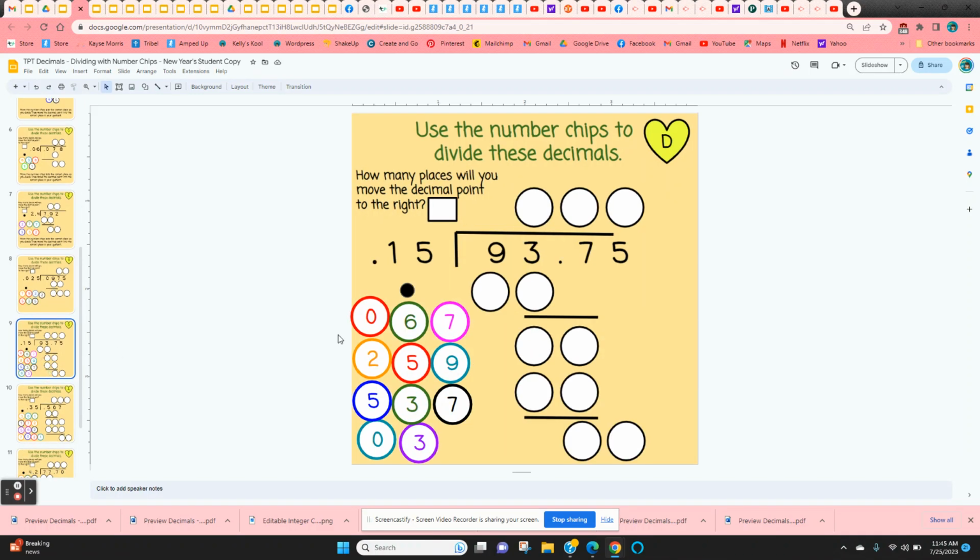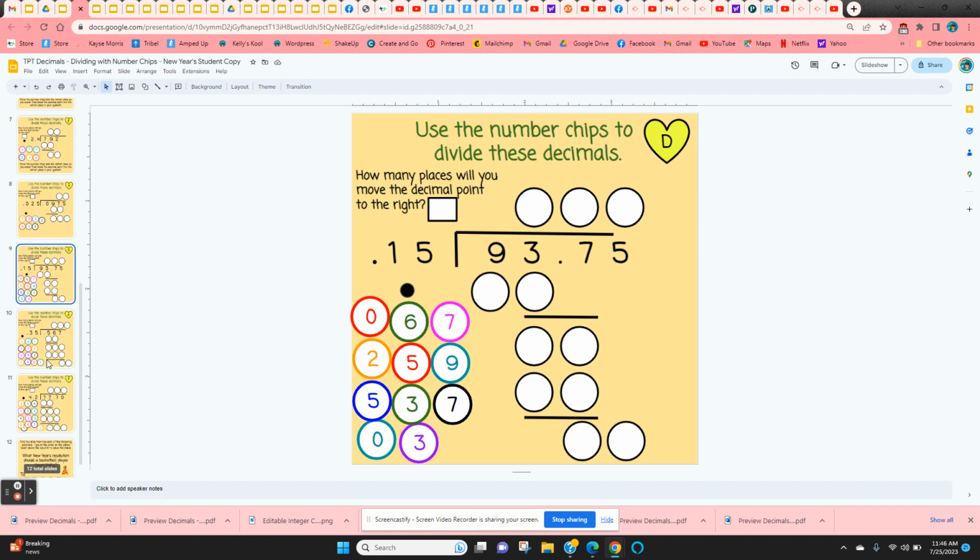And they have every number that they need on every slide. So that helps them because if they get toward the end and the numbers aren't working, they know they've made an error and they have to go back and check again. So it's a good self-checking activity. And you'll notice in every one of the slides with number chips, there's a yellow heart with a letter in it. That's going to help them solve a riddle on the very last slide.